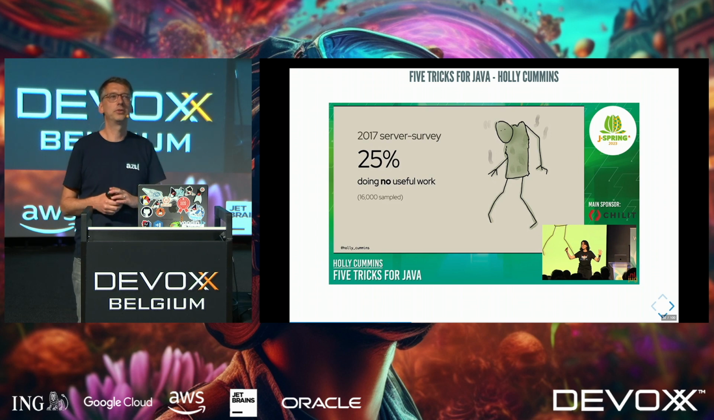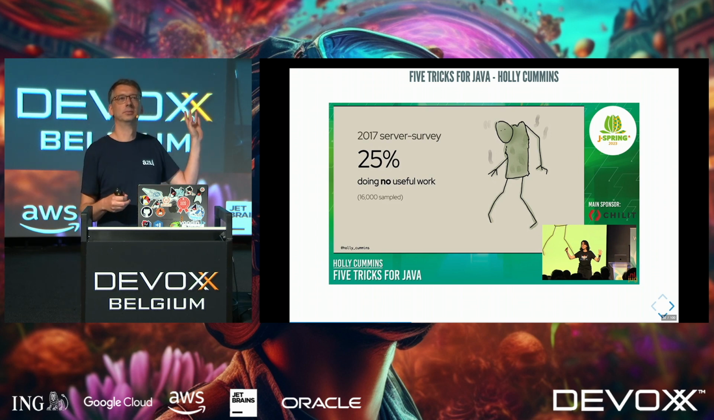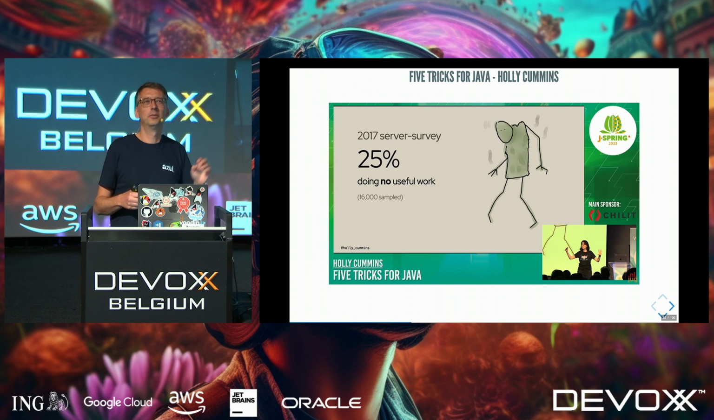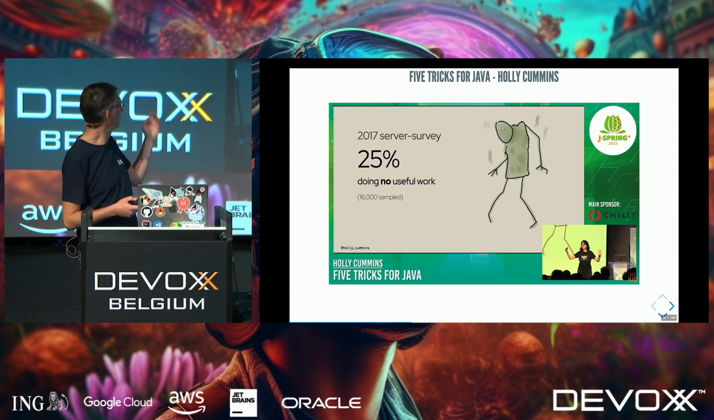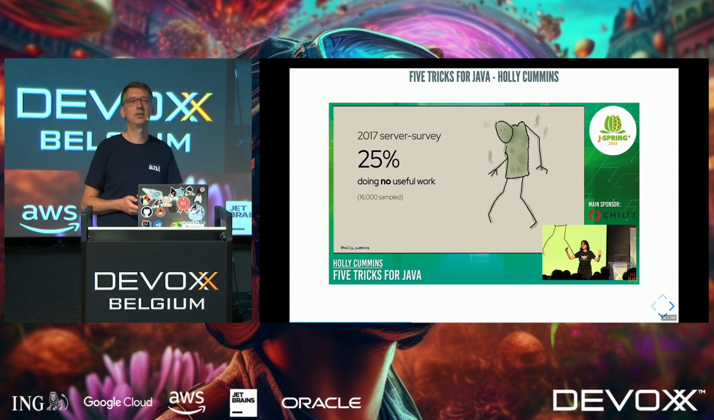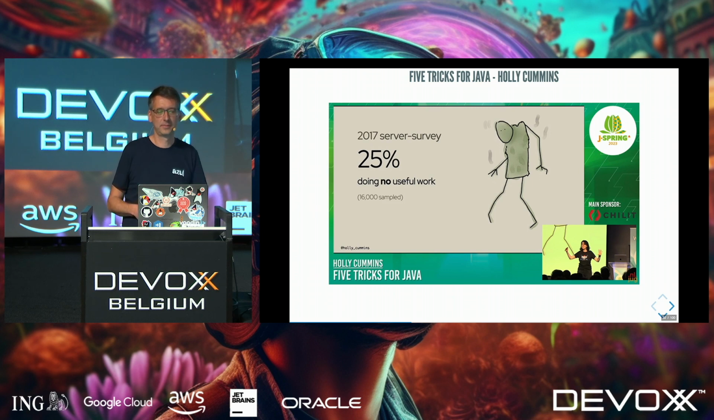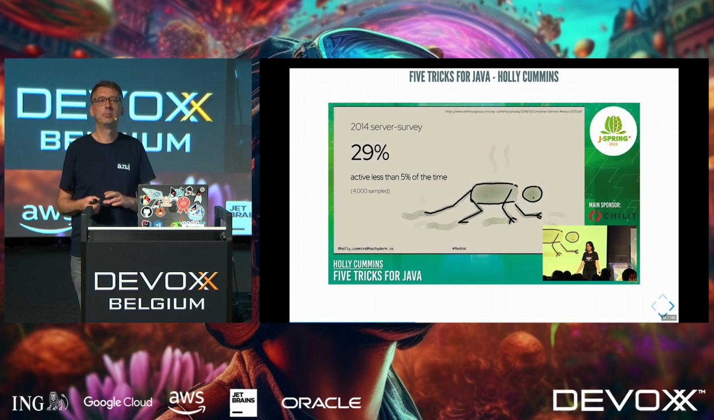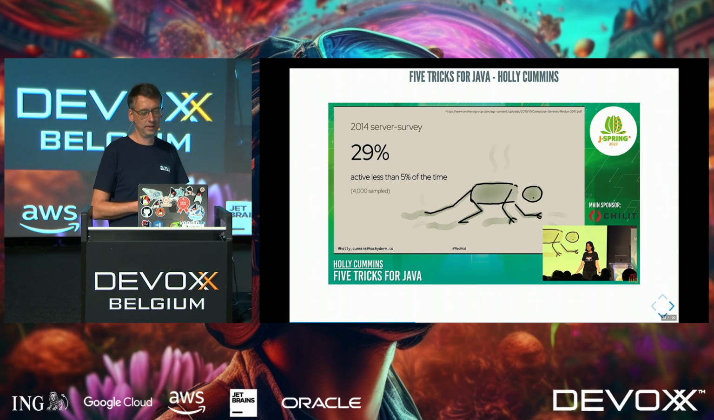Who has spun up a server and forgotten about it on Amazon? Which costs you a lot of money. But it's not only money, it's also energy. So you need to keep the thing running. So in a survey, apparently 25% of servers are doing nothing. They are running, that's it. Now of the remaining part, 29% is doing active work 5% of the time. I think there is room for improvement there.